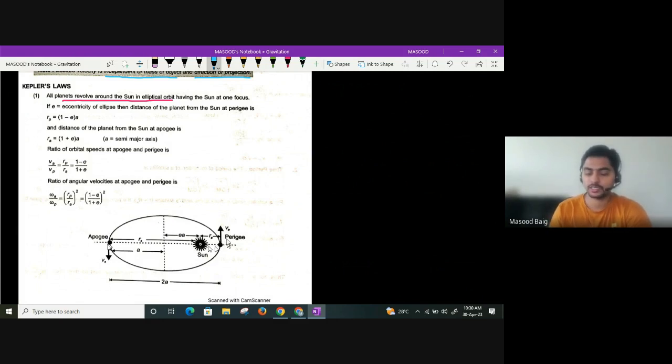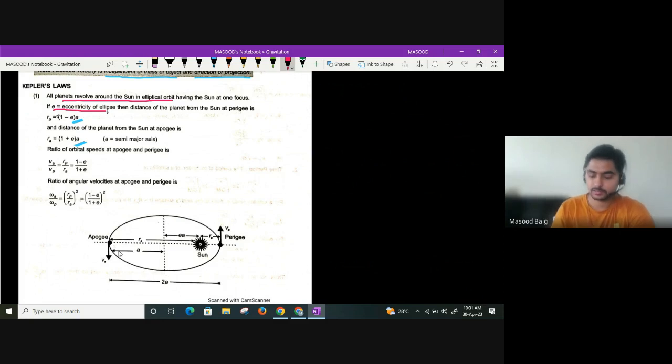The nearest position is called perigee, which is given as a into 1 minus e. The farthest position is called aphelion, or apogee, and that distance will be a into 1 plus e, or a plus ae. What is a here? a happens to be the length of the semi-major axis, guys, and e will be the eccentricity of the orbit. See, as you can see, it has two axes. This is one axis, this is another axis, guys.